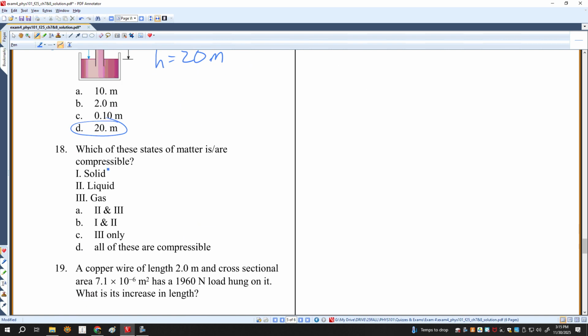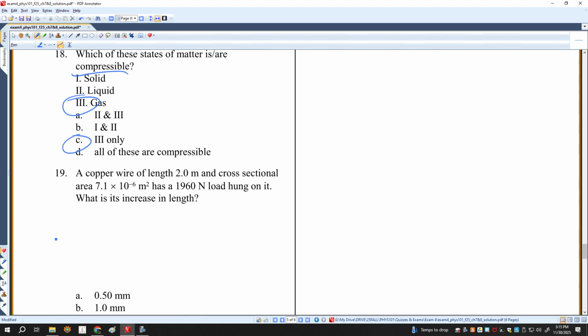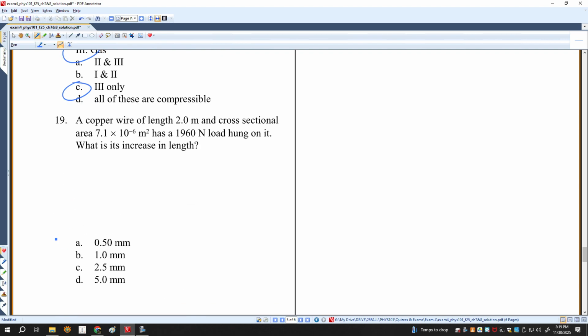Which of these matters are compressible? The only one that's compressible is the gas. And then here, a copper wire has a length of 2 meters. We call this L naught, equal to 2 meters. It has an area equal to 7.1 times 10 to the minus 6 square meters, and it has a force acting on it of 1960 newtons. I want to know what its increase in length is.